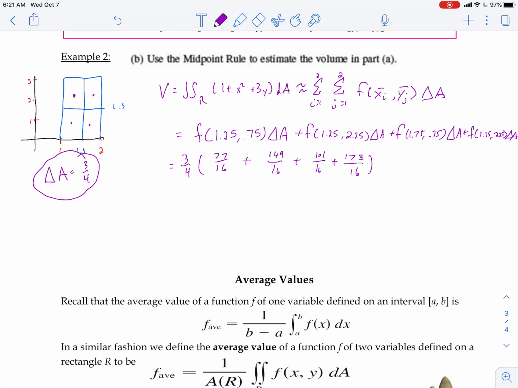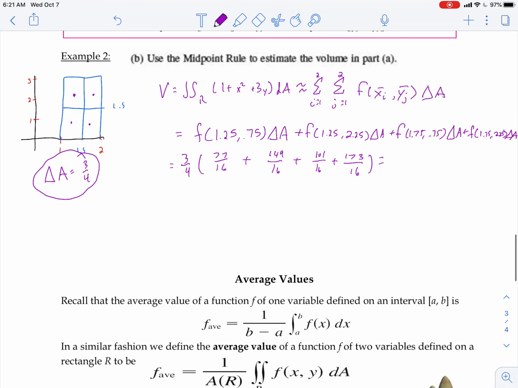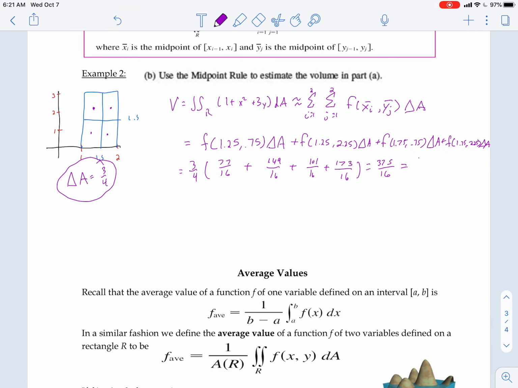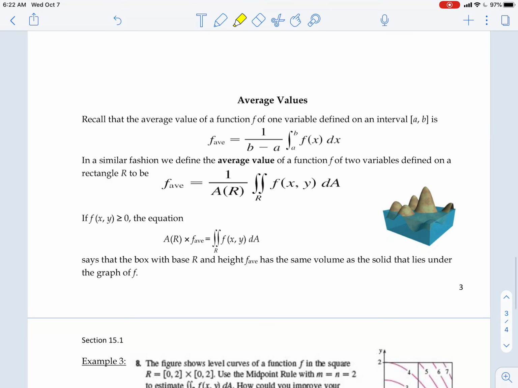So when I add all those up, and again, you can use a calculator to do that, I get 375/16. And that's going to be equal to 23.4375. And again, either of those can be your answer. So hopefully you're seeing that, hey, this is not bad. And you're right, it's not that bad. Let's go ahead and look at average values, and then we'll end page 3 and go off to page 4.